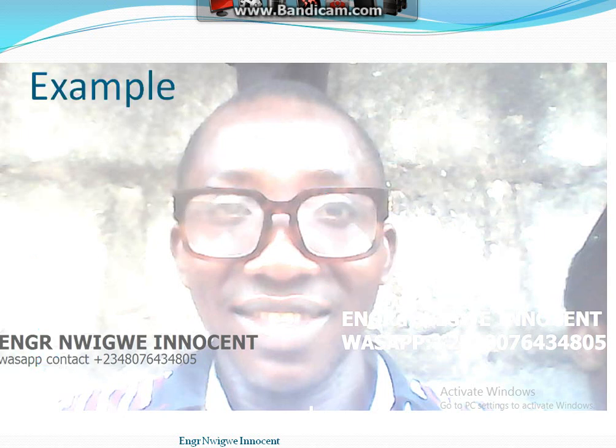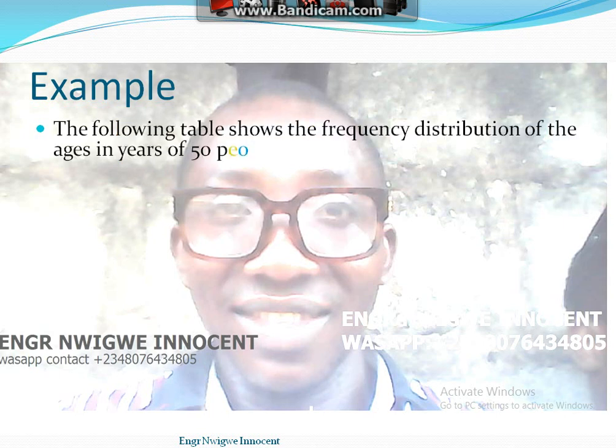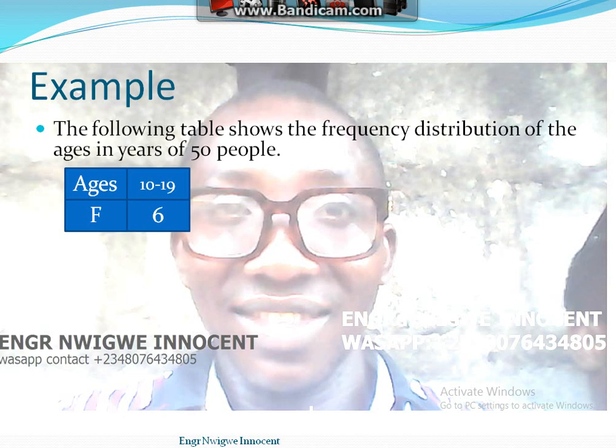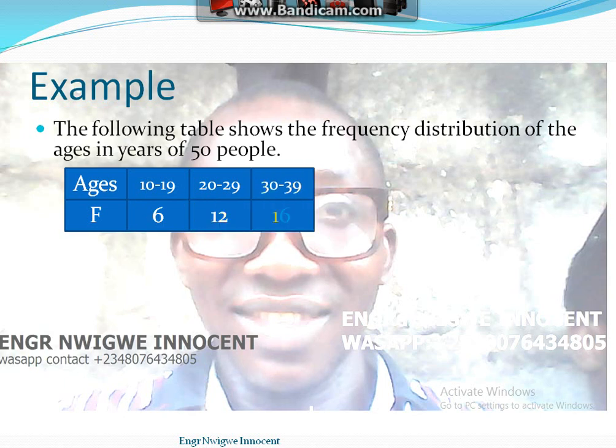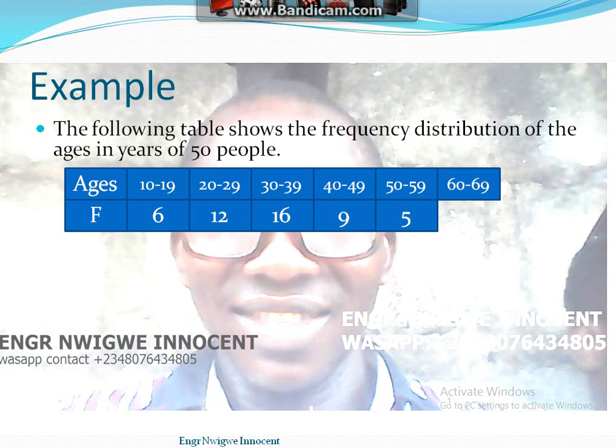Example: the following table shows the frequency distribution of the ages in years of 50 people. Ages, frequency. When the ages are between 10 to 19, the frequency is 6. When the ages are between 20 to 29, the frequency is 12. When the ages are between 30 to 39, the frequency is 16. When the ages are between 40 to 49, the frequency is 9. When the ages are between 50 to 59, the frequency is 5. When the ages are between 60 to 69, the frequency is 2.